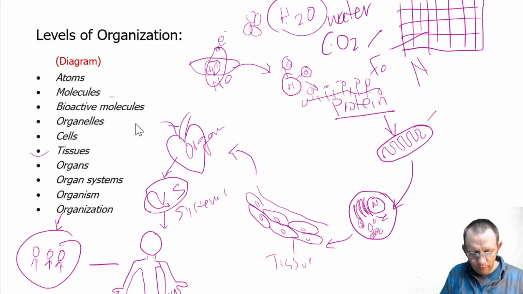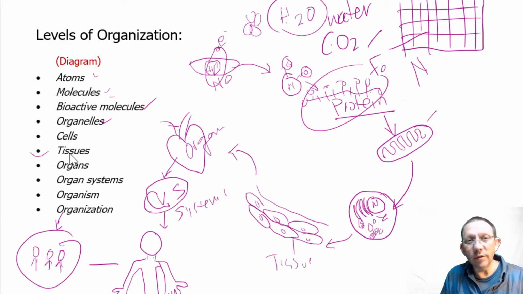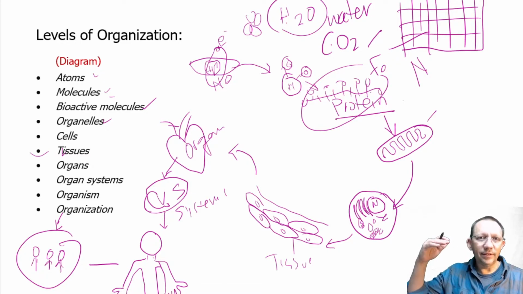Okay, so we went through, here we have atoms, molecules, bioactive molecules, and then we have organelles, which are like organs of the cell, and then the cell itself. And then we go on through this. So this is the levels of organization. We see this in most of the books, and this is most of our ideas of the way we're building up the process of tearing things down.